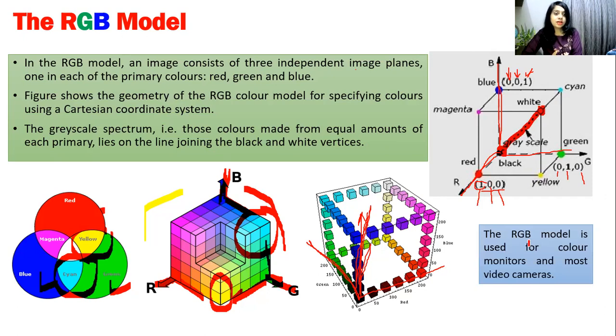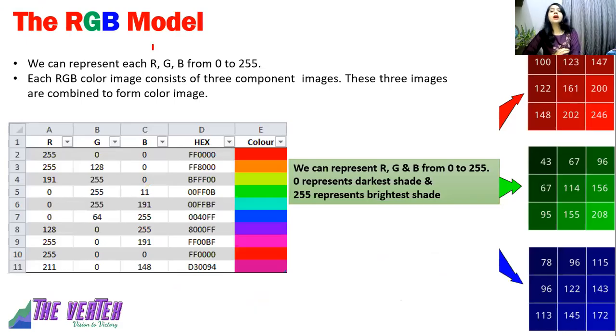Where do we use the RGB model? The RGB model is used for color monitors and video cameras. Now in the RGB model, we represent each component from 0 to 255. That means each shade of red can be represented from 0 to 255, each shade of green from 0 to 255, and blue can again be represented from 0 to 255.